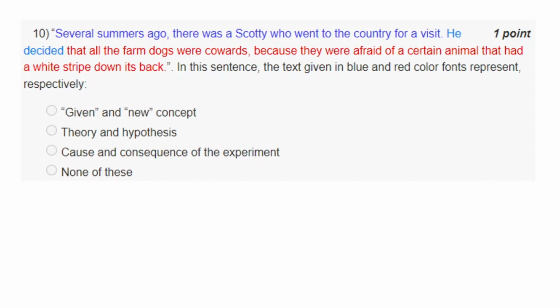Several summers ago, there was a Scotty who went to the country for a visit. He decided that all the farm dogs were cowards because they were afraid of a certain animal that had a white stripe down its back. In this sentence, the text given in blue and red colored fonts represent, respectively? Anybody?